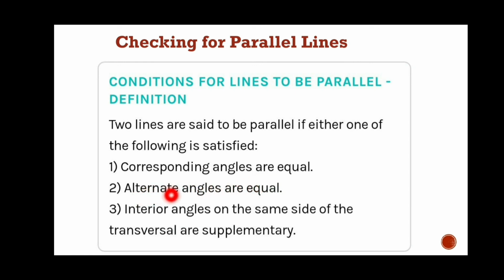If alternate angles are equal, here we are talking about both exterior and interior alternate angles. If alternate interior angles are equal, then the lines are parallel. If alternate exterior angles are also equal, then the lines will be parallel. Then the last is interior angles on the same side of the transversal are supplementary. Just now we have seen that if the angles are on the same side of the transversal, their sum will come to 180 degrees, then the lines will definitely be parallel. So these are the points we should keep in mind when we check whether the lines are parallel or not. Now in the next video, children, we will start exercise 5.2.